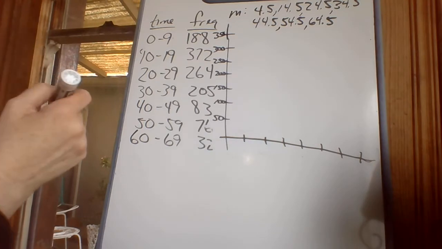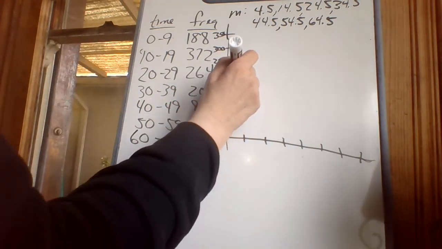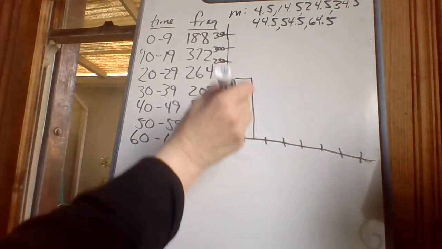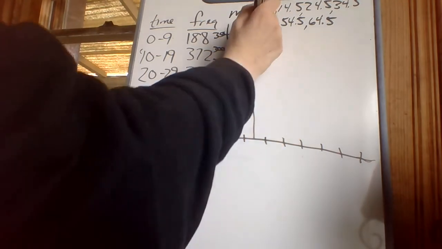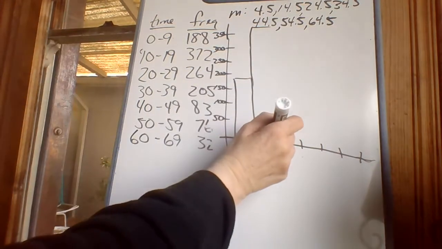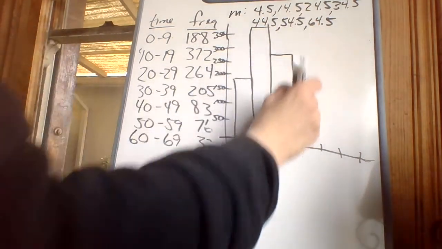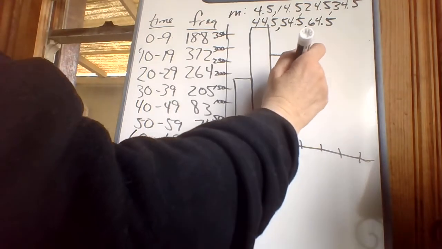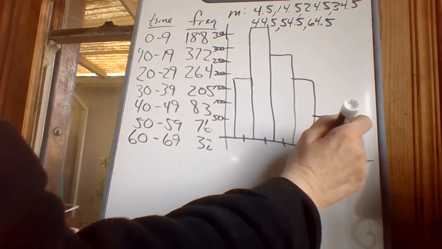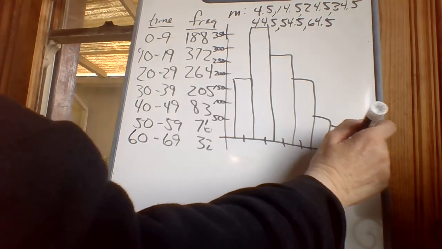All right. So the first bar is height 188, so let's call that about there. The second bar is all the way up here to 372, which is somewhere up here. Then 264, 205, 83, 76, and 32.